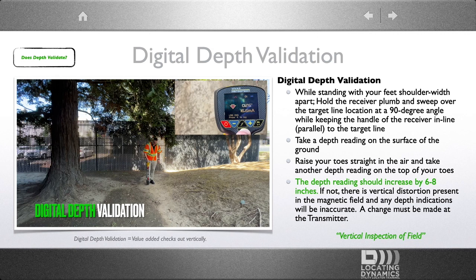If you raise it a foot, it should add a foot to the second reading. If not, there is vertical distortion present in the magnetic field and any depth indications may be inaccurate. A change must be made at the transmitter. This is known as a vertical inspection of the field.